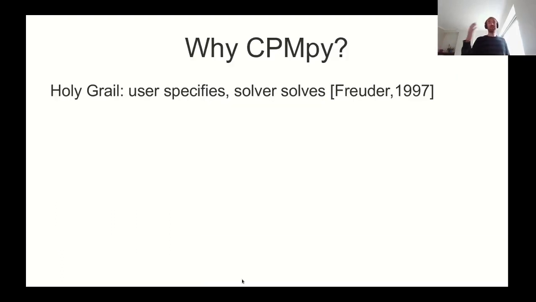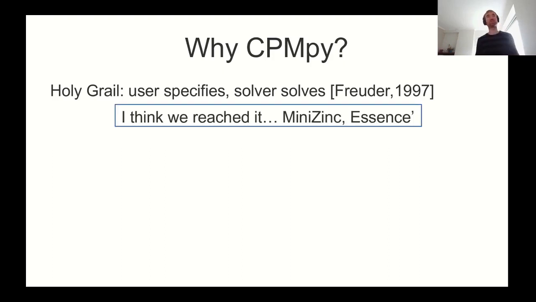So why CPMpy? Why did we create a new kind of modeling language in Python? Well, the CP community itself, of course, has a rich tradition in constraint modeling languages, including MiniZinc and Essence Prime, for example. In many cases, it refers back to this position paper that Eugene Freuder wrote almost 25 years ago, which says that the holy grail in computer science is basically that the user can specify the problem and then a solver solves it. And if I can be a bit controversial, I would say that I think that we reached it.